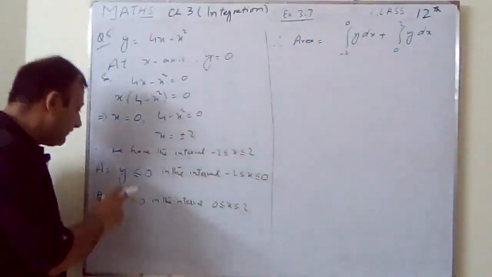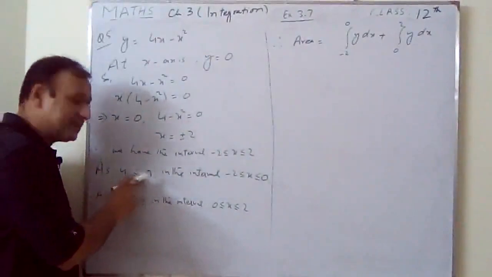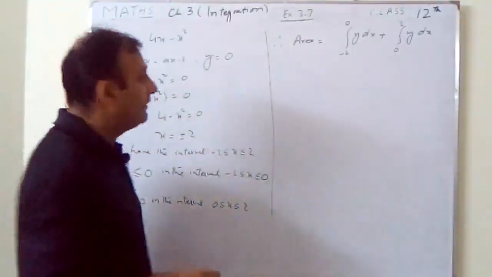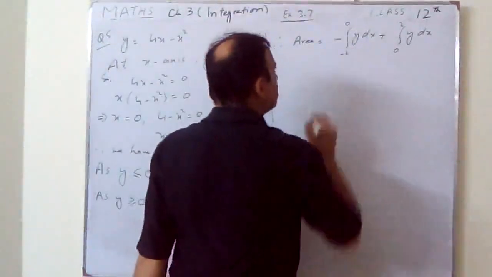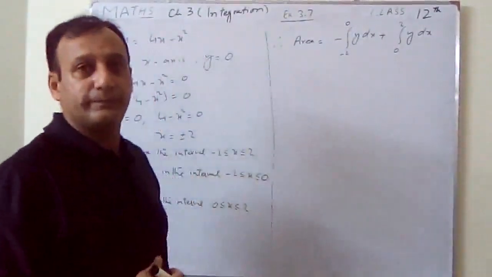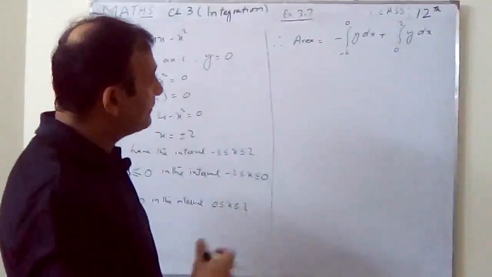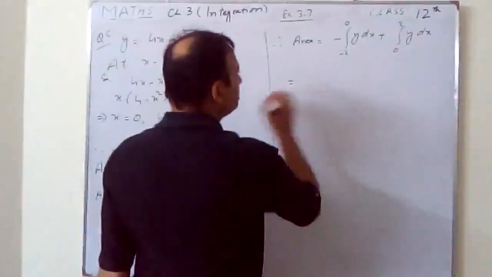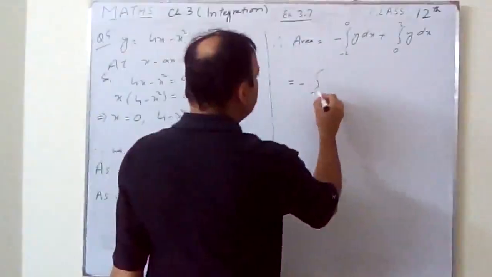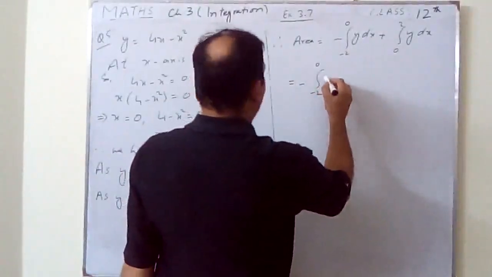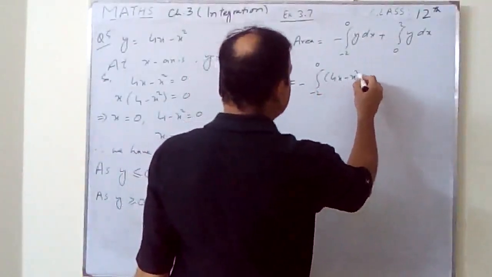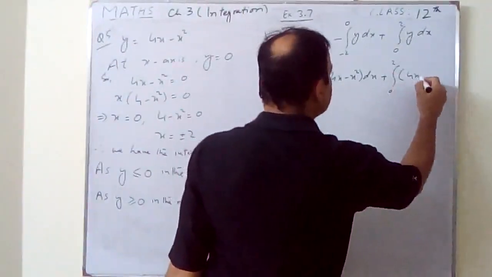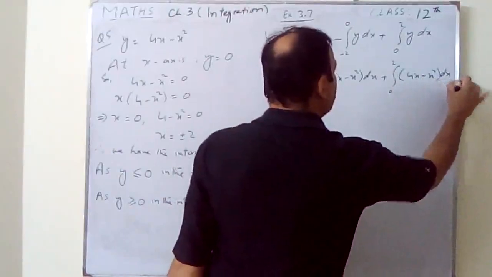But keep in mind, when y is less than or equal to 0, when y is less than 0, negative, we have to take a minus here just to make it positive, because area is positive, so we are considering the value above the x-axis. So here -2 to 0, 4x minus x square dx, plus 0 to 2, 4x minus x square dx.